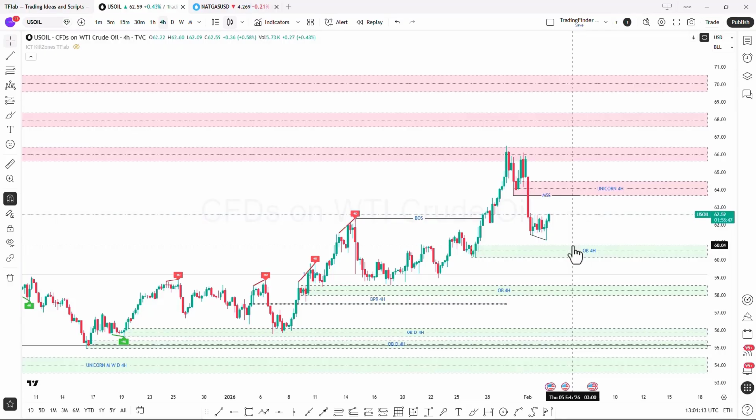60.8124 level. However, if there isn't enough momentum and only the liquidity on the buy side is collected, the price could enter a bearish phase from the 63-point level and continue its downward trend.